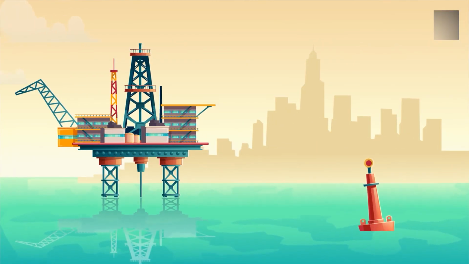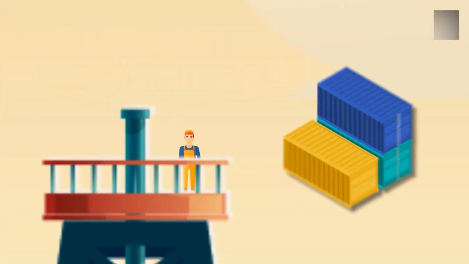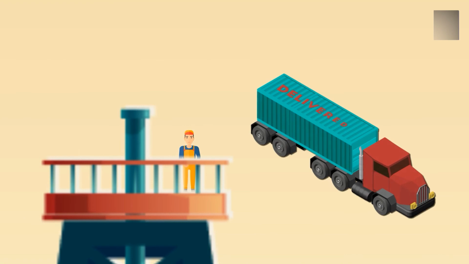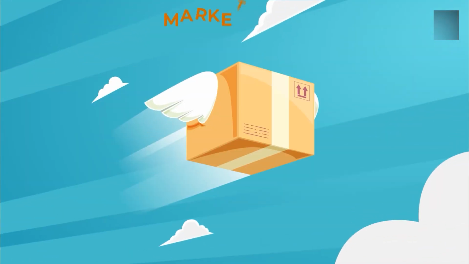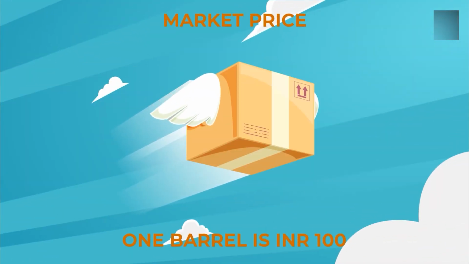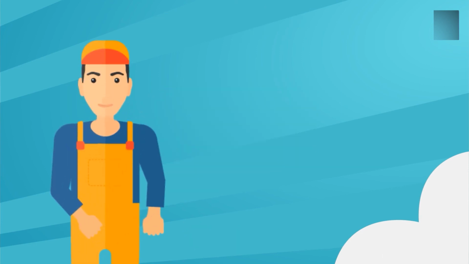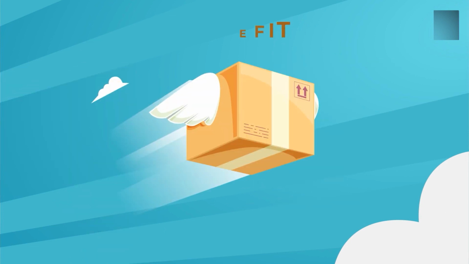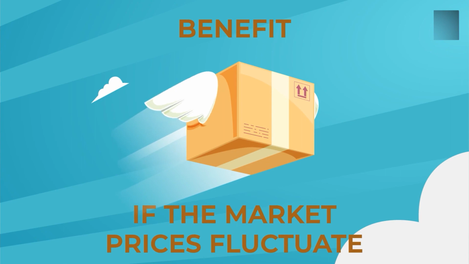If a producer of oil has plans to sell a certain number of barrels of oil in the coming year, it should be delivered within 12 months. If the market price of one barrel is rupees 100, the oil producer may decide to have a futures contract to buy or sell the oil at the same amount. This will benefit them if the market price fluctuates.